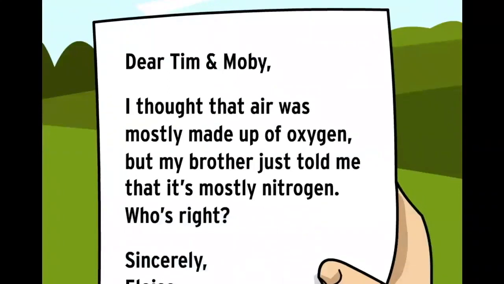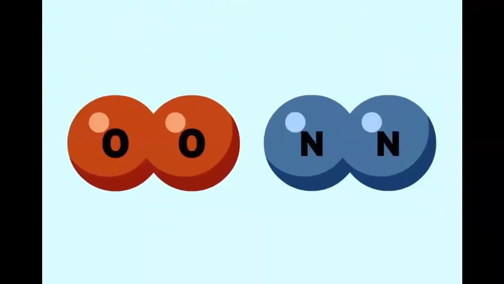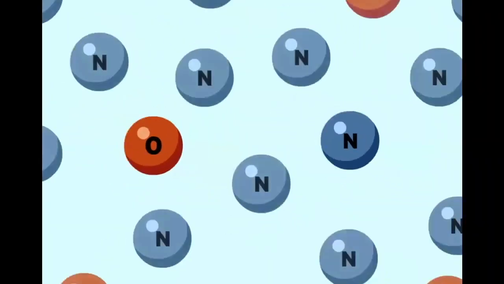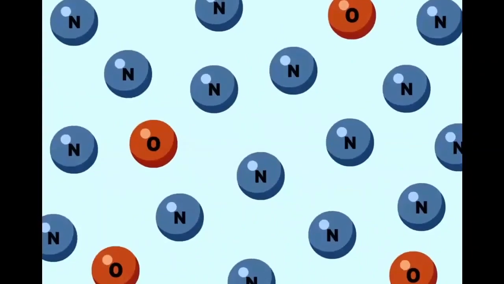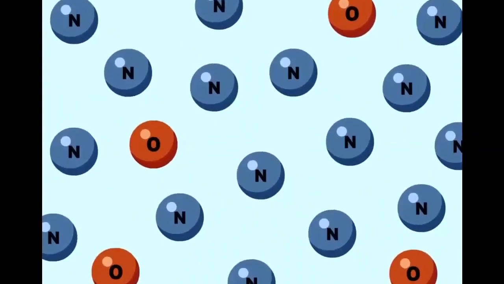Dear Tim and Moby, I thought that air was mostly made up of oxygen, but my brother just told me that it's mostly nitrogen. Who's right? Sincerely, Eloise. Well, you can definitely find both elements in the atmosphere, but oxygen makes up only 21% of it, while nitrogen accounts for a whopping 78%.